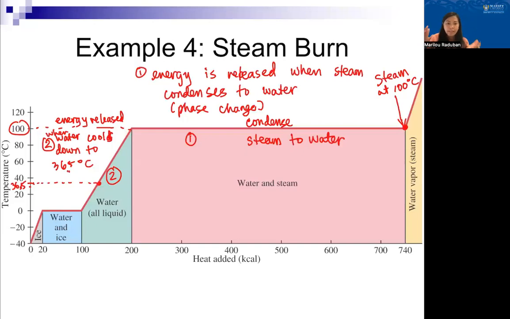All right, so conceptually, that's what's happening. In terms of equations, for the phase change you have Q equals ML, but then energy is released, so you should have Q equals minus ML for the release of energy. And for the second phase, you have Q equals MC delta T as the temperature of the water cools down to 36.5 degrees Celsius on the skin. So we now have those two equations, and it's a two-step process.